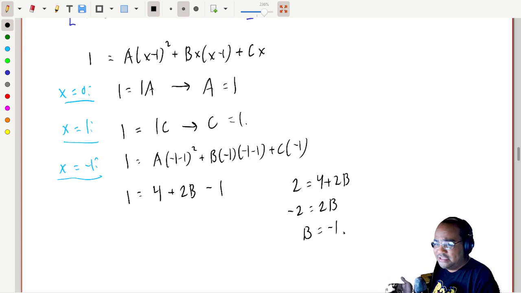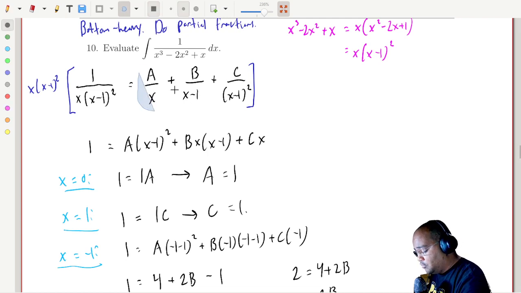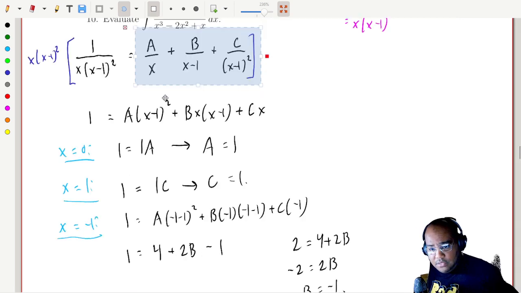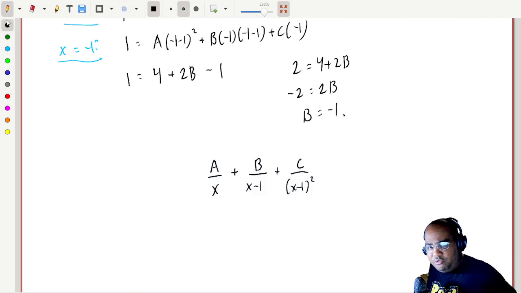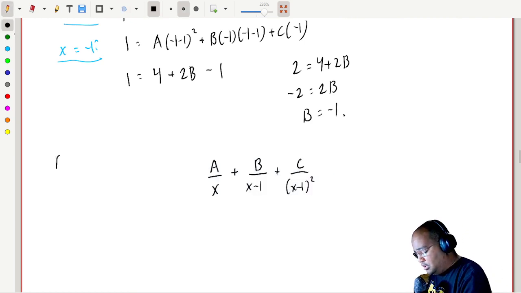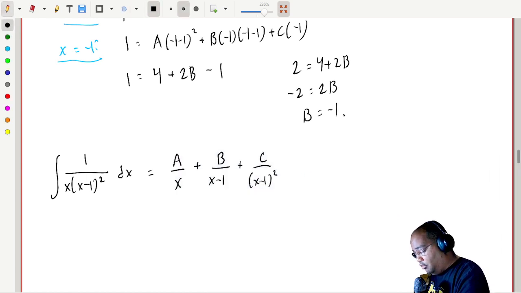Now look at this, I have a, b, and c. I can plug this into my recipe. So I'm going to copy this over, being a little careful here. We copy, we paste, and now let's write down what we're going to be getting here. Originally we had the integral of 1 over x times (x minus 1) squared dx, and that's equal to the integral of all this stuff.